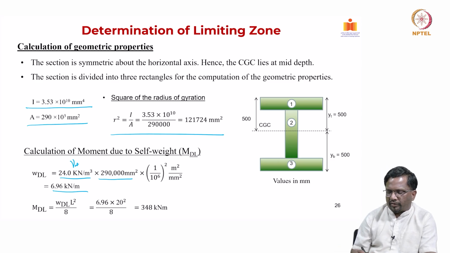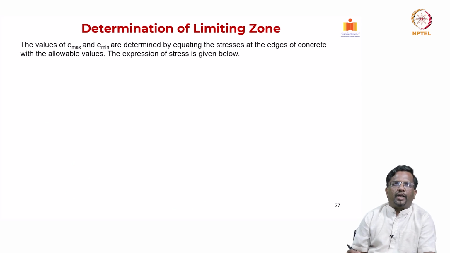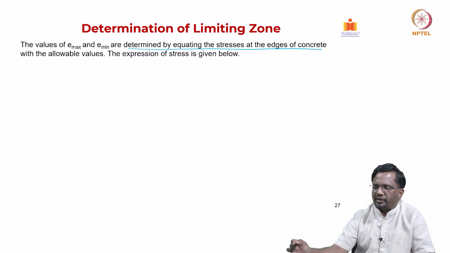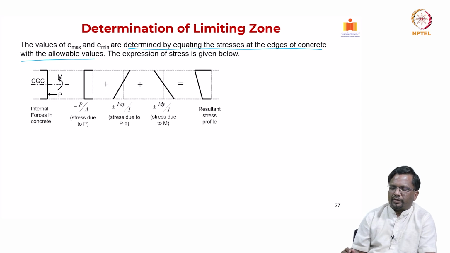Now, it is simply supported. So, moment due to dead load will be WDL L square by 8, and you get a total self weight moment of MSW or MDL, whatever you want to call it, 348 kilonewton meter. Now, the E max and E minimum are determined by equating the stresses at the edges of concrete with allowable values. The expression is given like this.